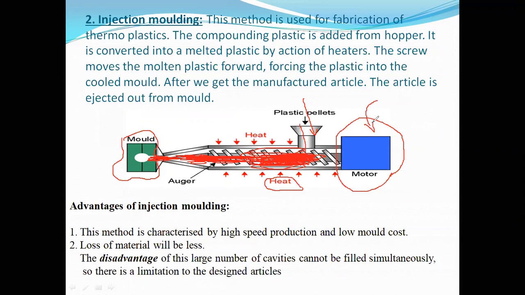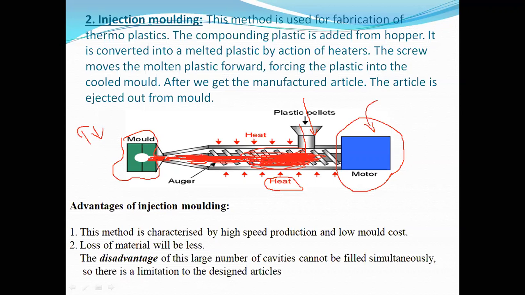The liquid plastic is injected by the screw conveyor motor. Now this molten plastic is injected into the mold, and this mold contains different shapes. What happens when we decrease the temperature? The molten state comes back to the solid state.